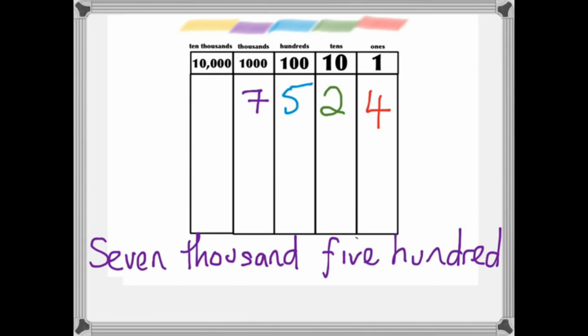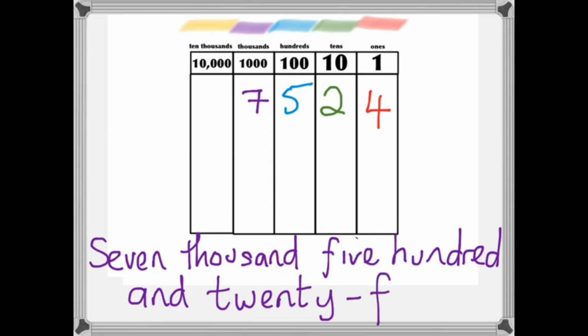And we've got 24. Before the tens we're going to put our "and", and between tens and units we have a dash. So 7,524. That is fairly easy. You just say whatever's in the column. Think about which digit is in which column, then say that word, and you can write it. So let's get rid of that.